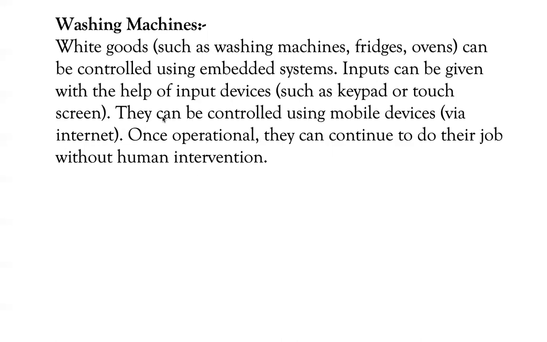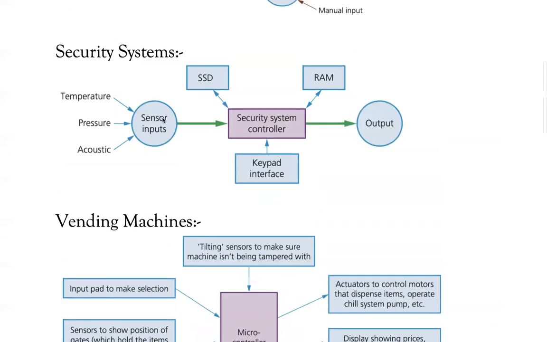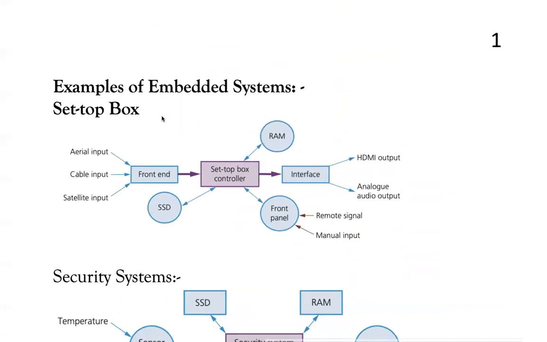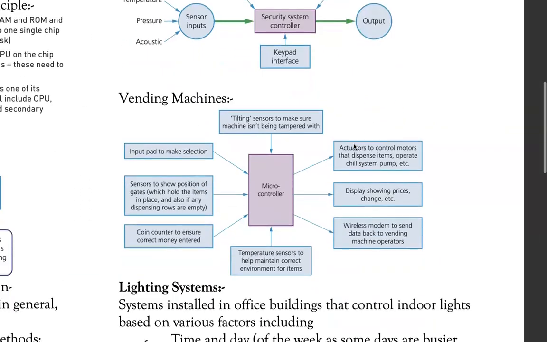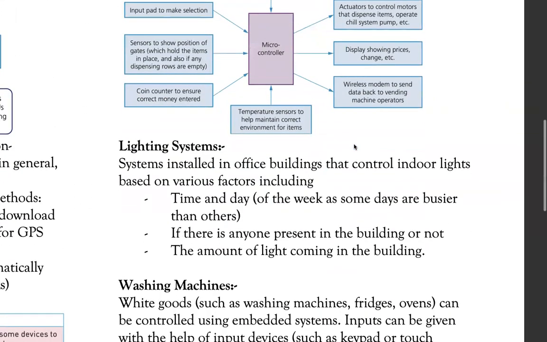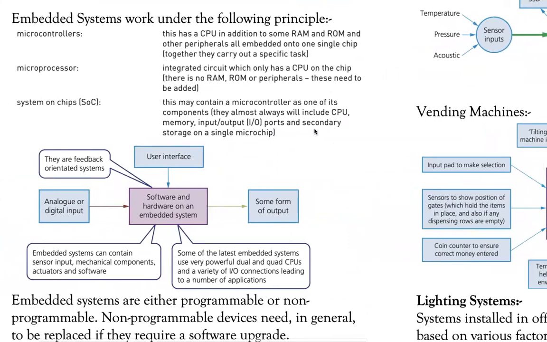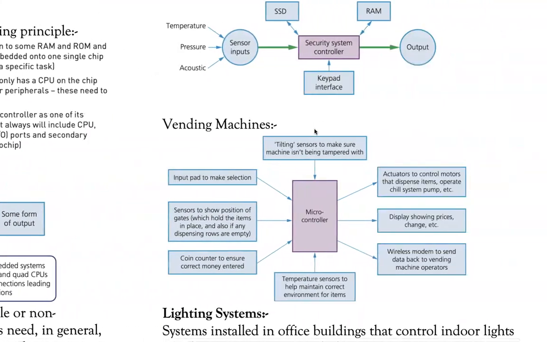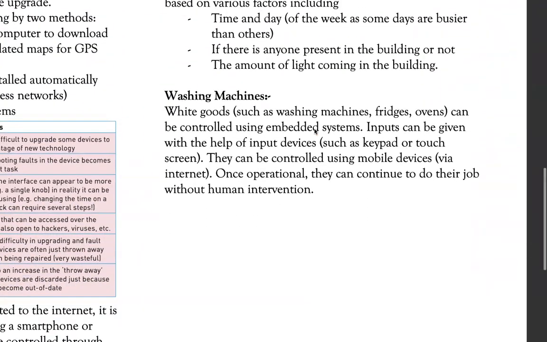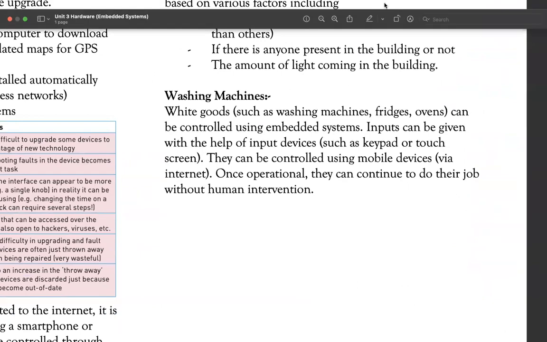As defined for embedded systems, they are capable of carrying out specific tasks very accurately. And washing machines, set-top boxes, lighting systems, vending machines, security systems, they're all very good examples of embedded systems. So look around you. How many embedded systems do you see around you? How do they operate? What types of sensors and inputs do they require? Do you think it's a microcontroller, a system on chip, or a microprocessor? What is it? Now, look around you. I'm pretty sure there will be many embedded systems around you.